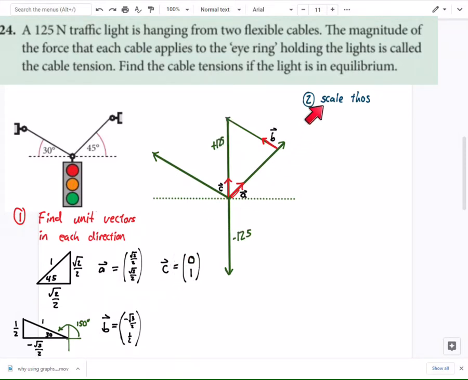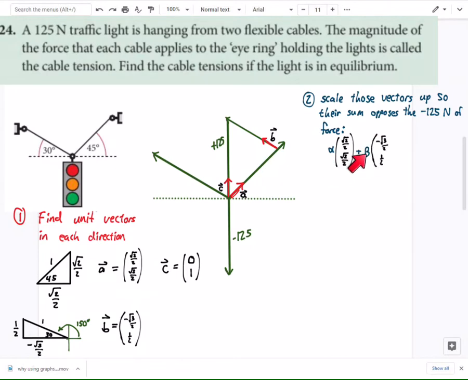Okay, so now we have to scale them up. If I add a scalar times the unit vector in the direction of A, and then a different scalar times the unit vector in the direction of B, then I can have two forces which should combine to oppose the 125. So I'm going to scale the vectors up and write an equation like this. Scale up the vector in the 45-degree direction, plus scale up differently the vector in the 30-degree direction, and you will eventually have 125 times the vertical force you need.